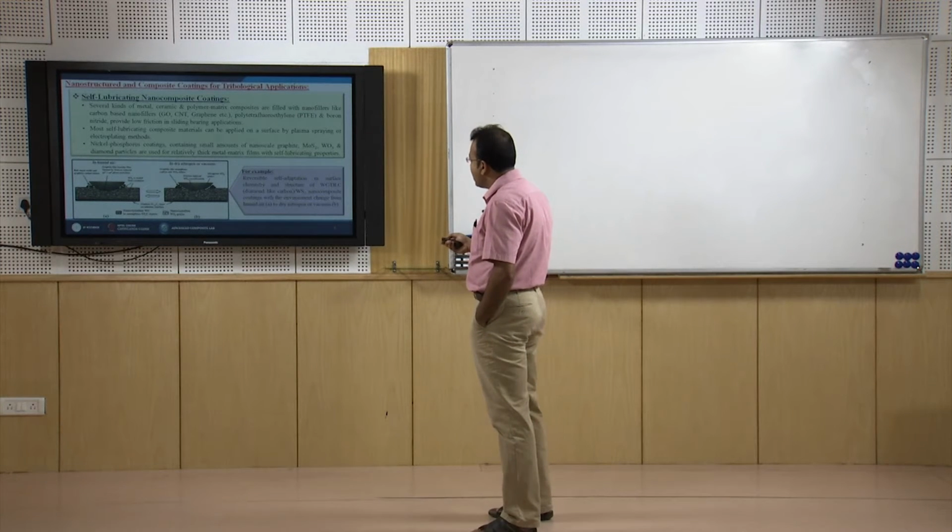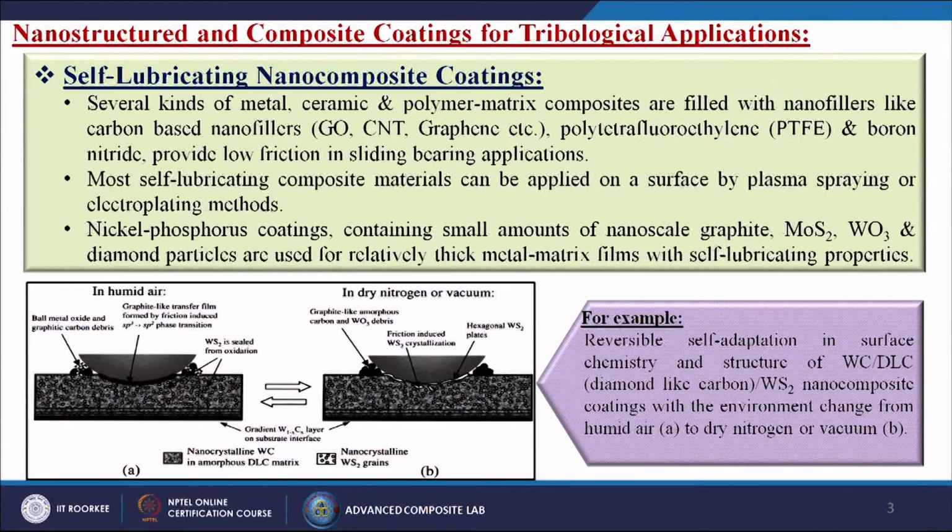Like reversible adaptations in the surface chemistry and structure of tungsten carbide, and DLC, which is nothing but diamond-like carbon, with tungsten sulfide nanocomposite coating, with the environment changing from humid air to dry nitrogen or vacuum.